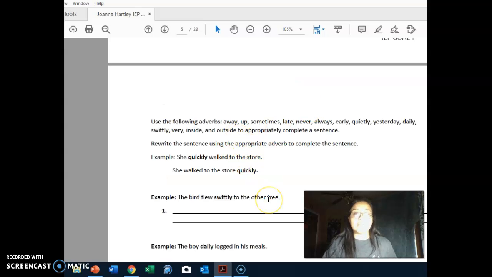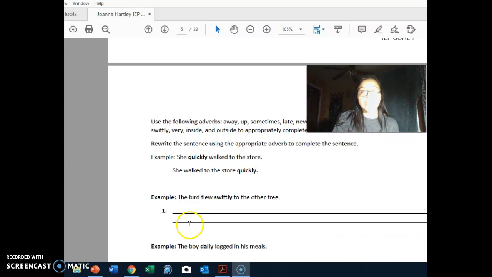So use the following adverbs: away, up, sometimes, late, never, always, early, quietly, yesterday, daily, swiftly, very, inside, and outside to appropriately complete a sentence. So we're going to be making sentences with these words, okay? It says, rewrite the sentence using the appropriate adverb to complete the sentence. So for example, she quickly walked to the store. She walked to the store quickly. So our adverb is quickly. See how they rewrote the sentence to she walked to the store quickly? Let's do number 1 together. The bird flew swiftly to the other tree. How would you rewrite this sentence?